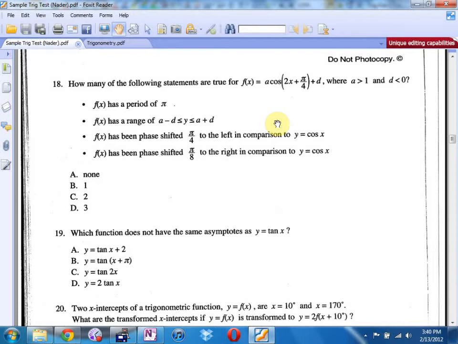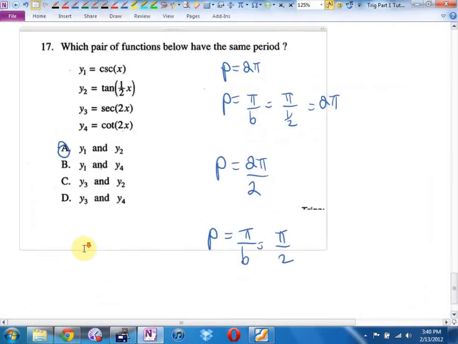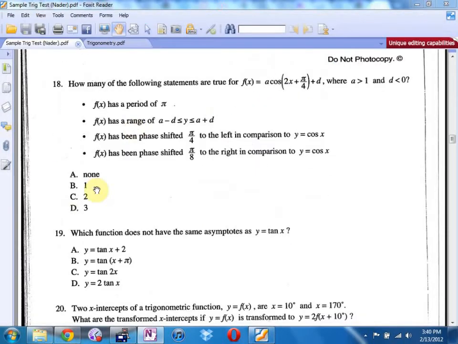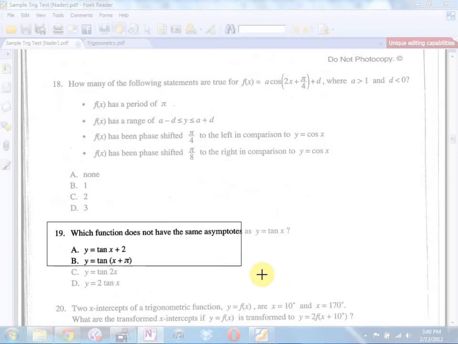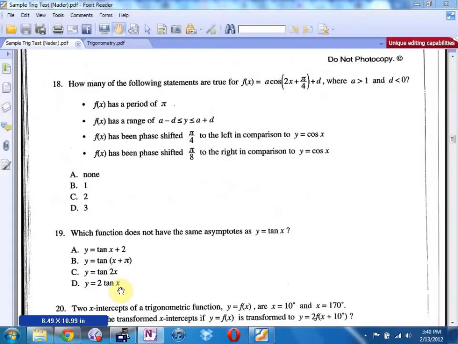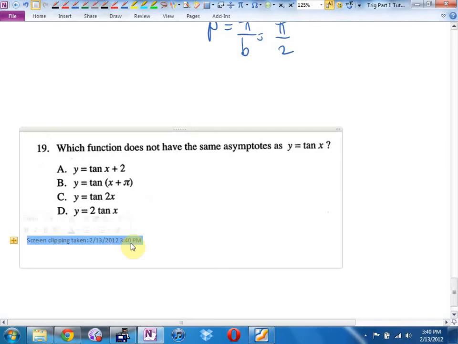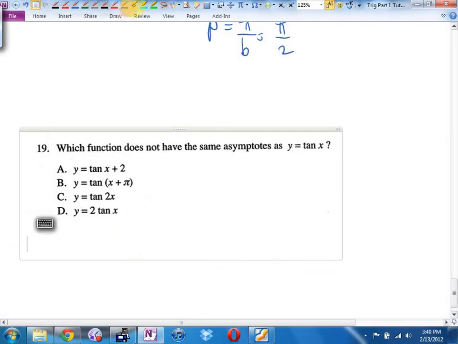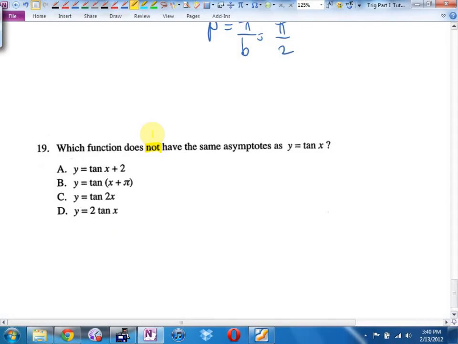Number 19, great question. Ugly cousin, right? I need to make sure I read the question very carefully. It's asking which does not have the same asymptotes. Remember the tangent graph? I sketched it a little while ago. I'm just going to visualize it because I'm trying to get you better. If you slide that 2 up, because that's what that is, will that move the asymptotes at all? So A does have the same asymptotes. It's not the answer we're looking for.